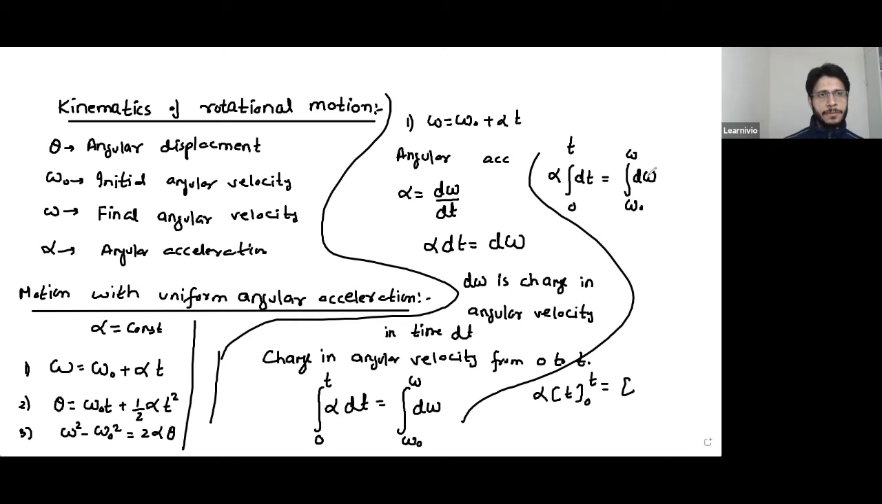What is d omega? Integral of d omega is omega. The limit is from omega naught to omega. So that's alpha. If I substitute the limits, this is t minus 0, and this is omega minus omega naught. We got it. So that's the first equation.